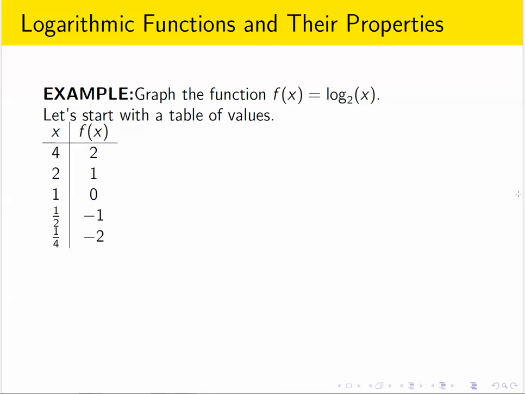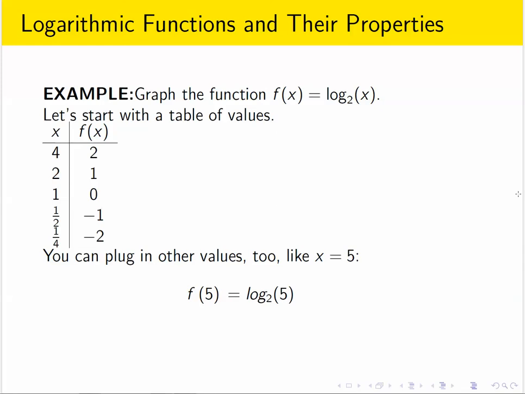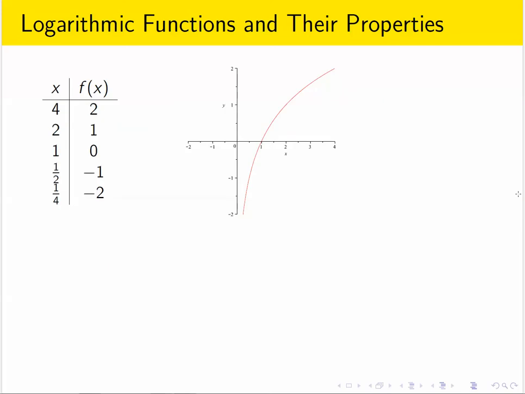So I picked values for x to plug in that would make it fairly easy to evaluate the function, but you can plug in other values too. For example, x equals 5. That would mean you're evaluating log base 2 of 5. And we'll see later how you could do that on a calculator, and if you do, you get an answer of approximately 2.3. So you can plug in lots of different numbers and use that to generate a graph of the function. And here's a graph for us.